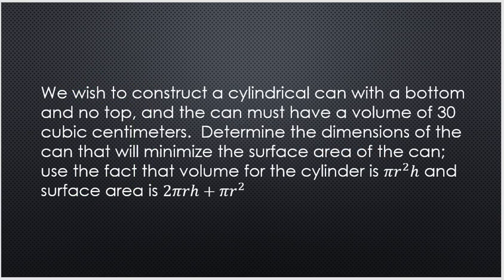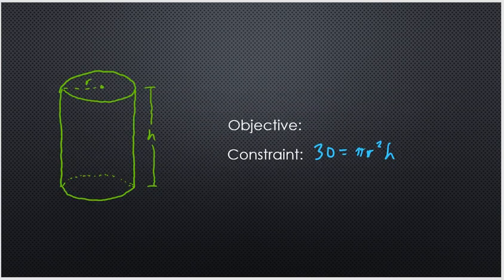And we had to find the dimensions that will minimize the surface area, and we were given the surface area for this particular cylindrical can in the question. Certain shapes you may have to know what the formula for the volume and the formula for the surface area are. Some shapes you won't have to. So our area is 2 pi r h plus pi r squared. So we have our objective and our constraint equations.